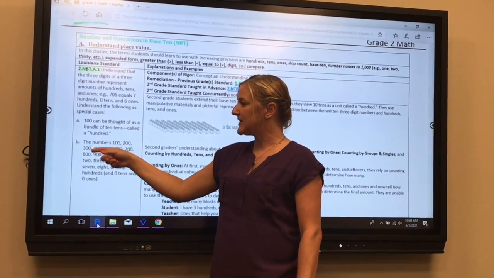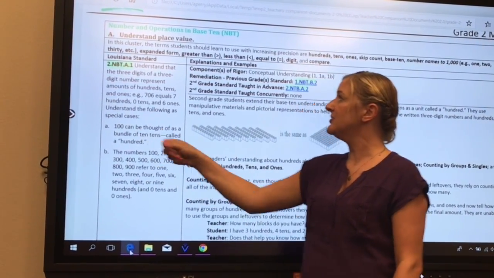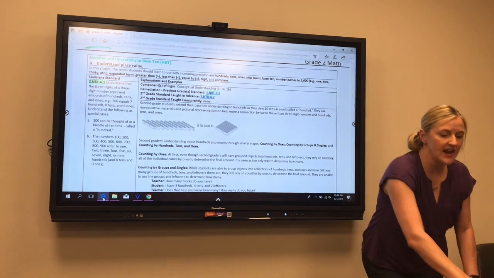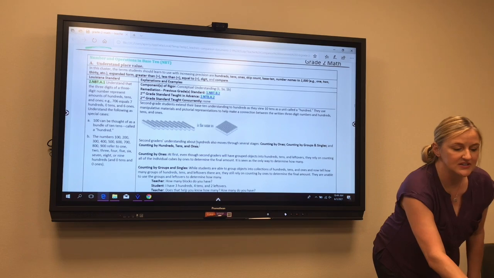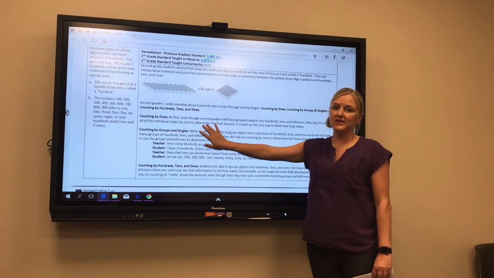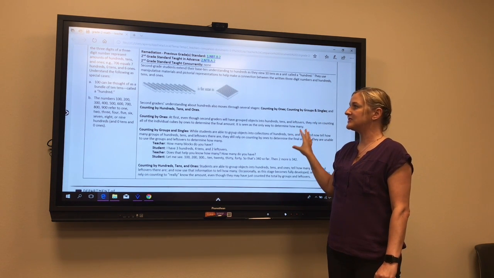This one's got some special cases, so they put some subheadings here. But if we're looking for key understanding, we're going to have to actually read into this larger box. So take a moment to familiarize yourself with what is happening with second graders at this time.